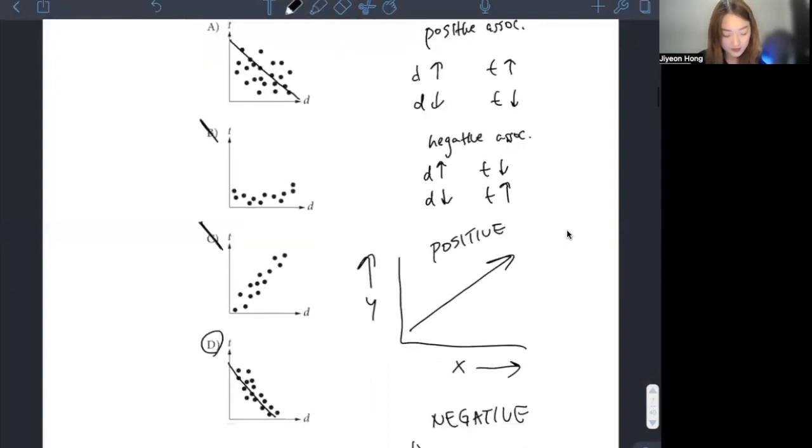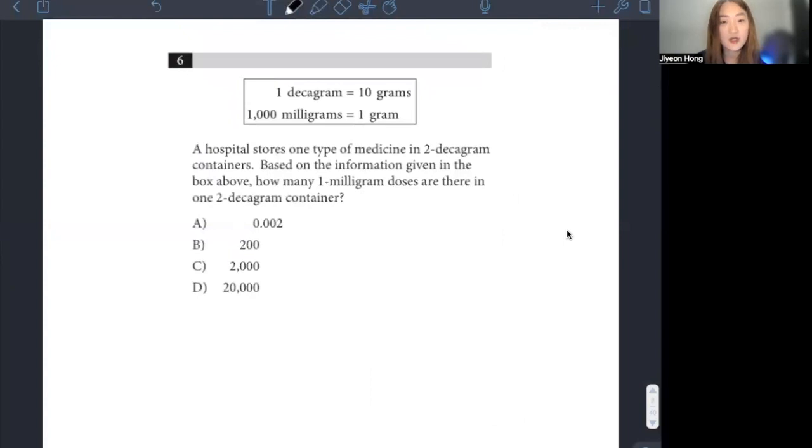Okay, number 6. It tells us 1 decagram is equal to 10 grams, 1,000 milligrams is equal to a gram, and it says that one type of medicine is in 2 decagram containers, and based on the information, how many 1 milligram doses are there in a 2 decagram container? So believe it or not, this happens to be a trick question, and it's because they try to confuse you with the containers and the doses, and they try to make you figure out which way it really goes, like where am I supposed to multiply, where am I supposed to divide.